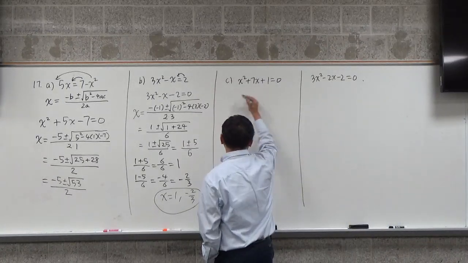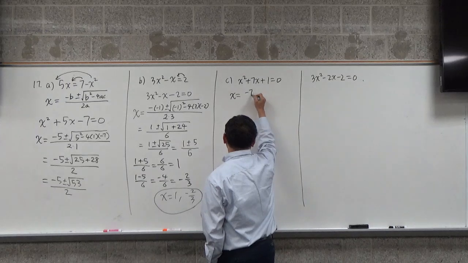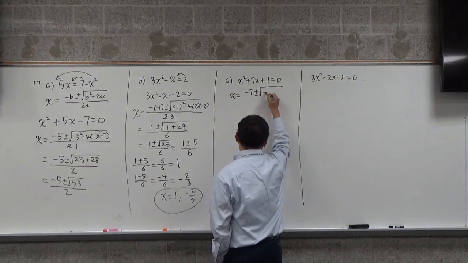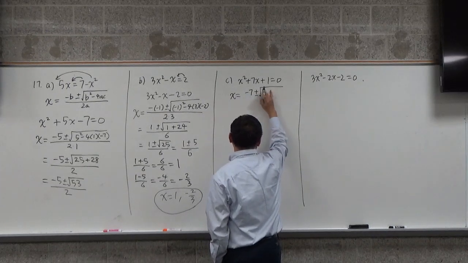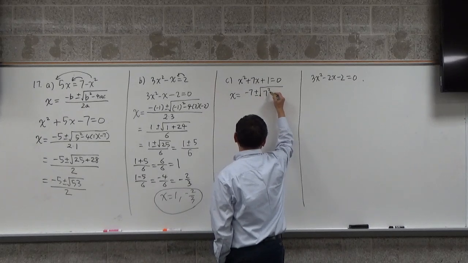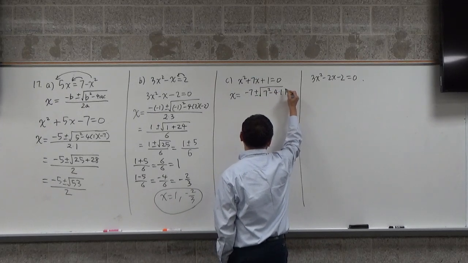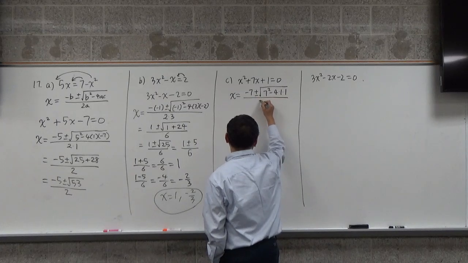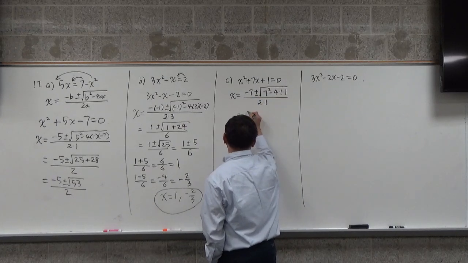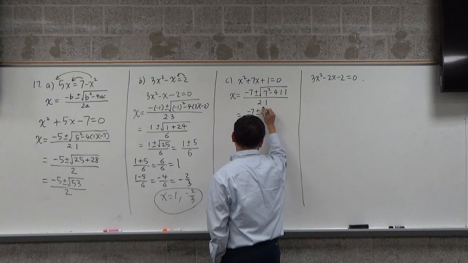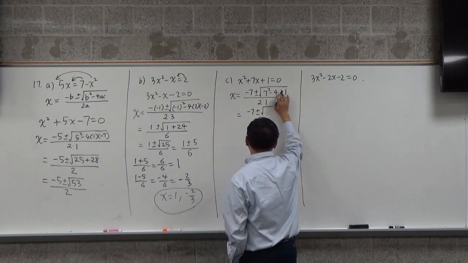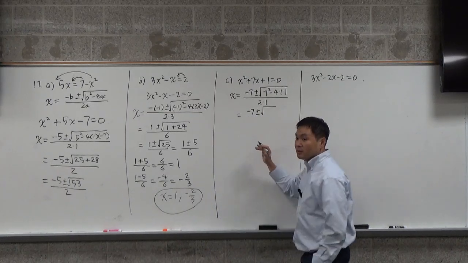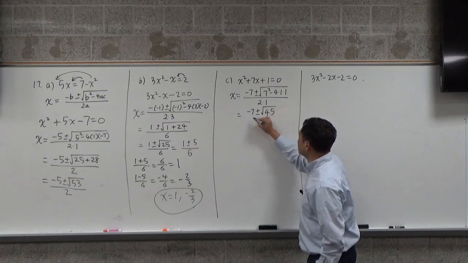Let's move on to this one. x equals negative 7 plus or minus the square root... oh, sorry. Yeah. And then 7 squared minus 4 times 1 times 1, over 2 times 1. This is negative 7 plus or minus the square root of 49 minus 4. What's that? 45 over 2.